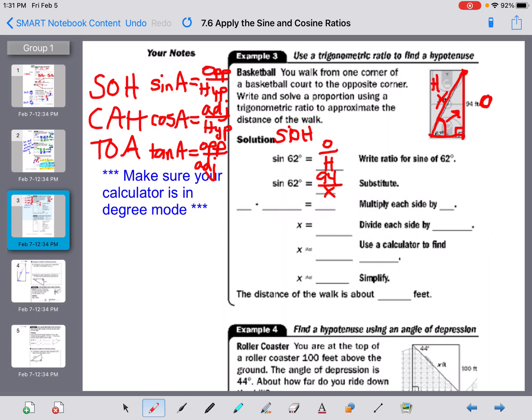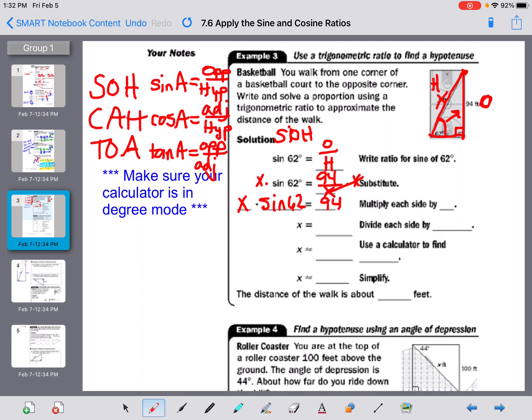Remind me, can I solve for x when it's in the denominator? No, we can't solve for anything in a denominator. So first I have to get it out of the denominator. So I'll multiply by x to get it out. When I multiply the right side by x, I have to multiply the left side by x. X times sine of 62 equals 94.